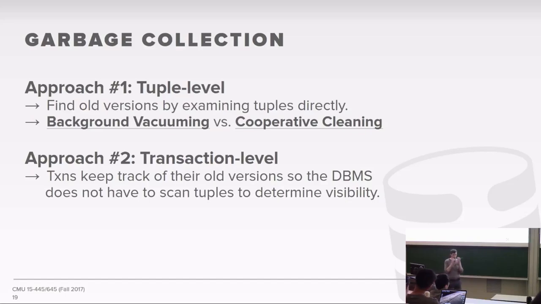Then when they commit, at some point the database system will know that the versions these transactions invalidated are not visible by any other running transaction. So it just looks directly in those data structures and then throws them out.